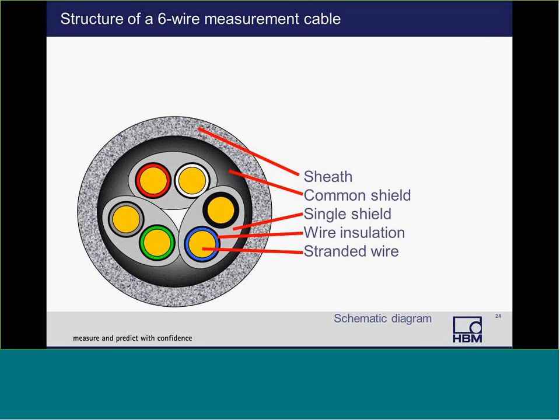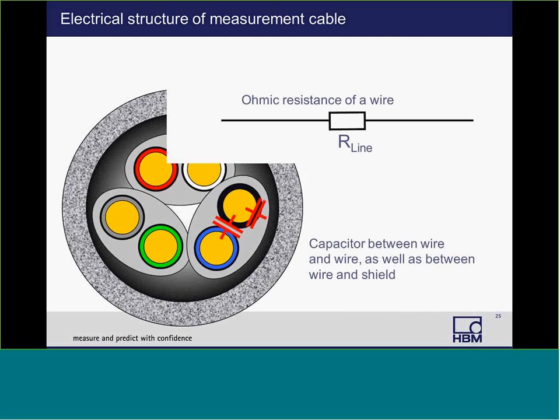After that, we will have the common shield, which is a shield that encompasses all our wire pairs. And this is either, once again, a braided wire or a foil shield. Then each wire pair is shielded also, so there's additional shielding there. If we look at one of the wire pairs, each wire has an ohmic resistance, which is dependent on line length and wire cross section.